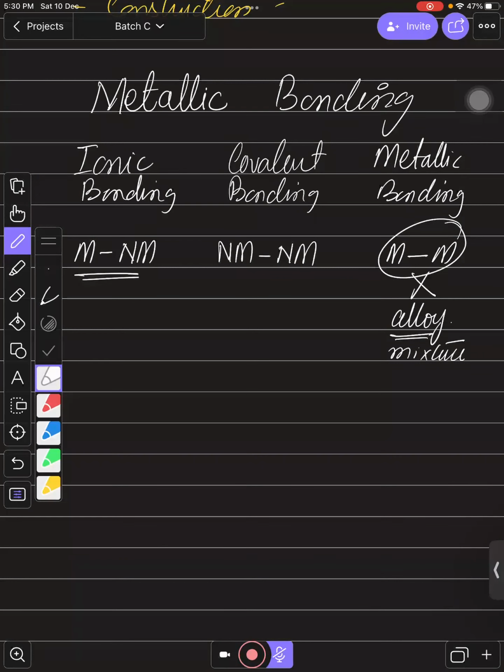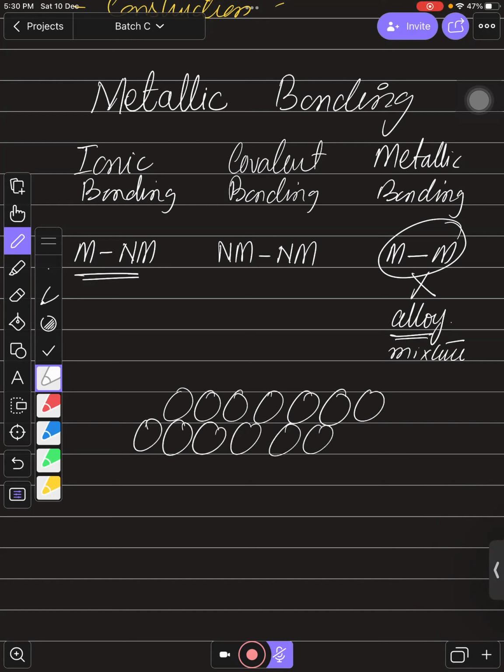So metallic bonding is not the bonding between two metals. It is the bonding within a metal, within a single metal, and every metal has metallic bonding. So it should be like this. If you talk about the structure of metals, the atoms in metals are arranged in layers like this. They are well arranged in layers.